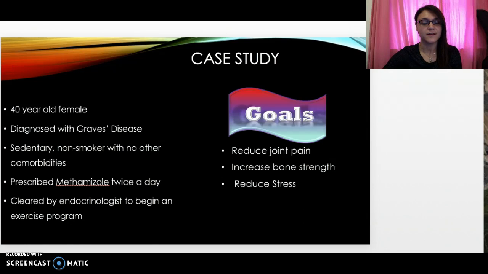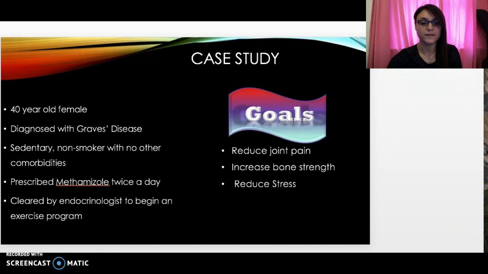To begin my case study, I have a 40-year-old female who is diagnosed with Graves' disease. She is a sedentary non-smoker with no other comorbidities and is prescribed methimazole twice a day to control her hyperthyroidism. She is also cleared by a doctor to begin an exercise program.